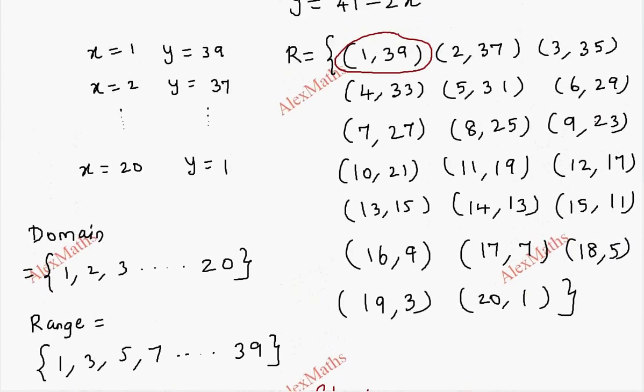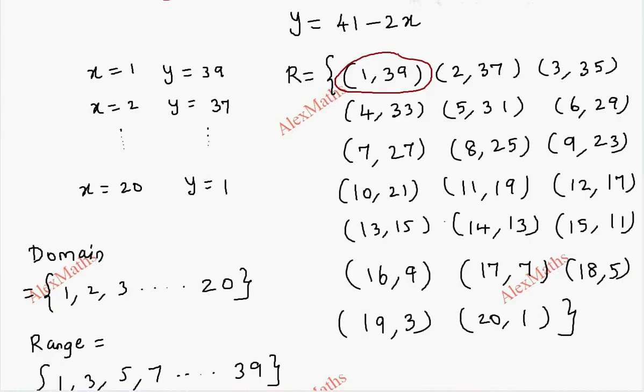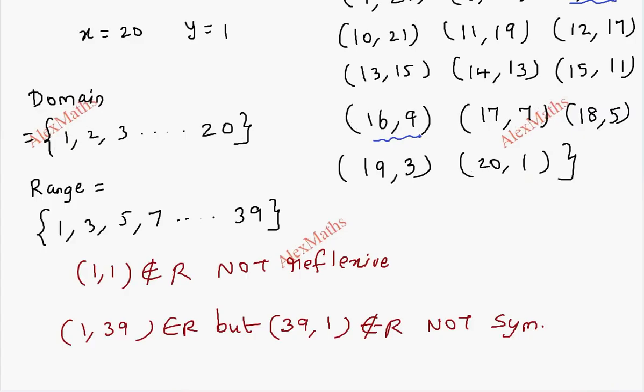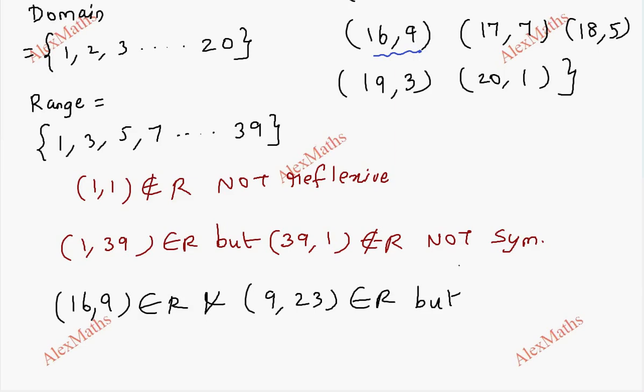Now I have to check for transitive. Suppose I take 16 comma 9, then 9 comma 23. Let's write that first. I can take any examples, whatever is possible. So 16 comma 9 belongs to R and 9 comma 23 belongs to R. But if I check for the first and last element, that is 16 and 23, we don't have any pair 16 comma 23 in the relation, so it does not belong to R.